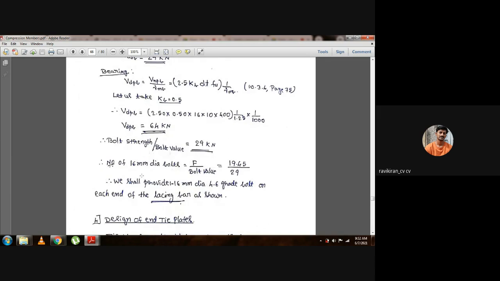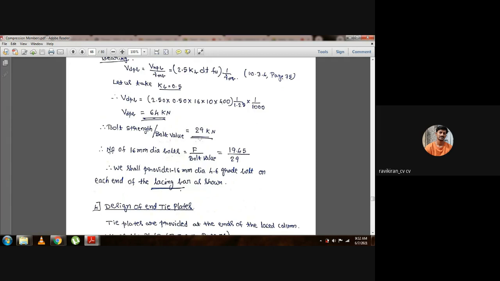So how many bolts are required? Total force divided by bolt value. Force coming for the lacing is 19.45 kilonewton divided by bolt value. One bolt can carry 29. So one bolt is enough. We shall provide one 16 mm dia 4.6 grade bolt on each end of the lacing bar.